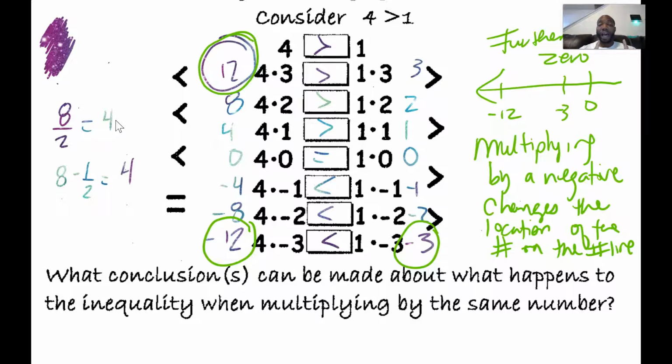So this is the reason why this is the rule, and this is what you should write down. When you multiply or divide by a negative, the sign flips. The inequality sign flips because every division problem is really a multiplication problem. If I divide 8 by 4, that's the same thing as multiplying 8 by 1/4. So that's the reason why the rule works with division and multiplication, because technically they're the same. Okay, so let's move on.